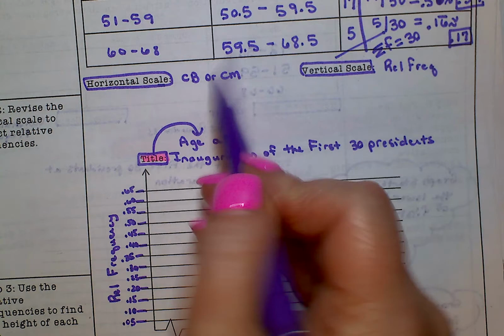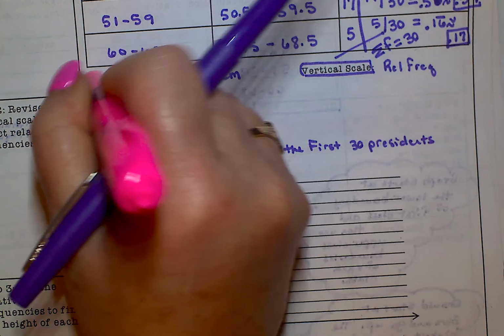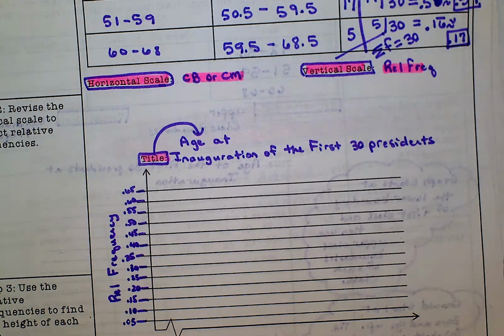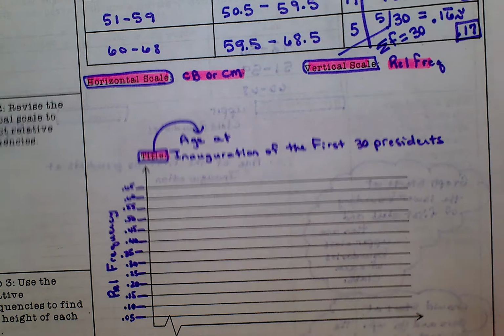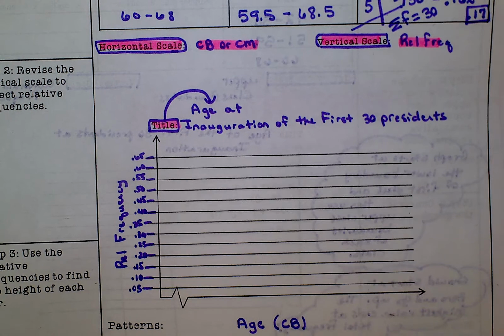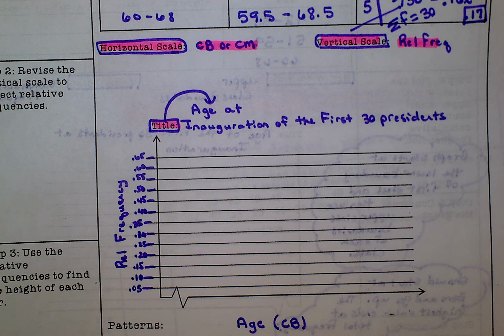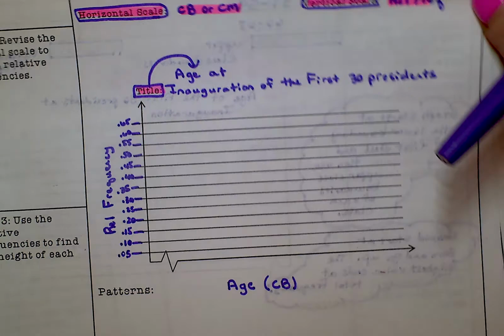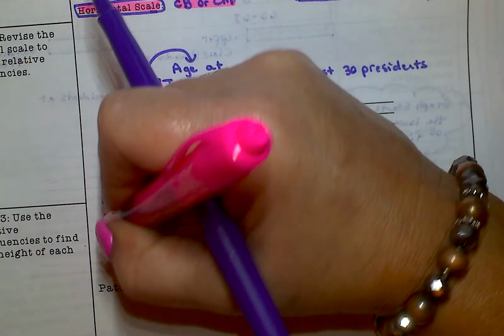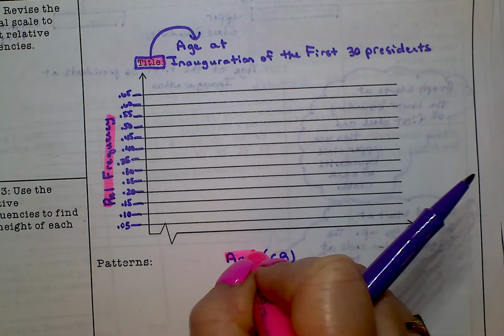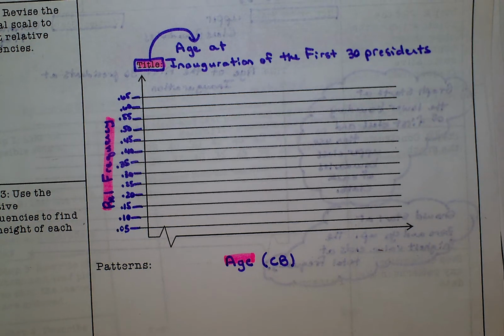Okay, so what we're going to do next is I just wrote down again what you want to put on your horizontal scale and what you want to put on your vertical scale. So if I go down here, you want to make sure that you have a title. This was discussing the age at inauguration of the first 30 presidents. Your relative frequency will be right here, and that's going to be your decimal values. And the age is going to be there, and that's going to be my class boundaries.